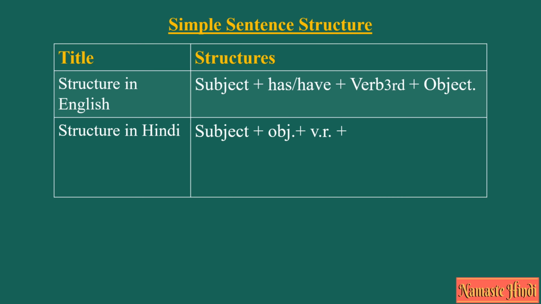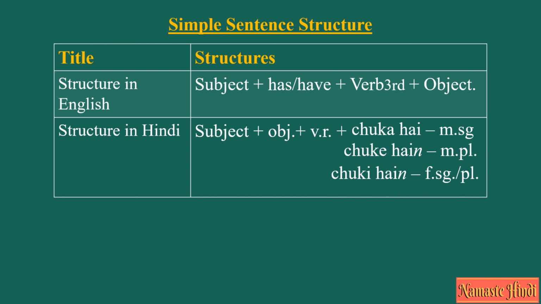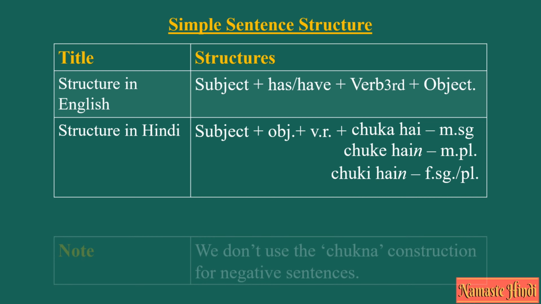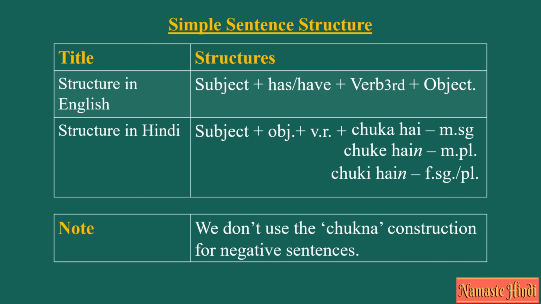Let's look at the simple sentence structure. Structure in English: subject plus has or have plus third form of the verb plus object. Structure in Hindi: subject plus object plus verb root plus चुका है for masculine singular subject, चुके हैं for masculine plural subject, चुकी हैं for feminine singular or plural. Note: we don't use the Chukna construction for negative sentences.